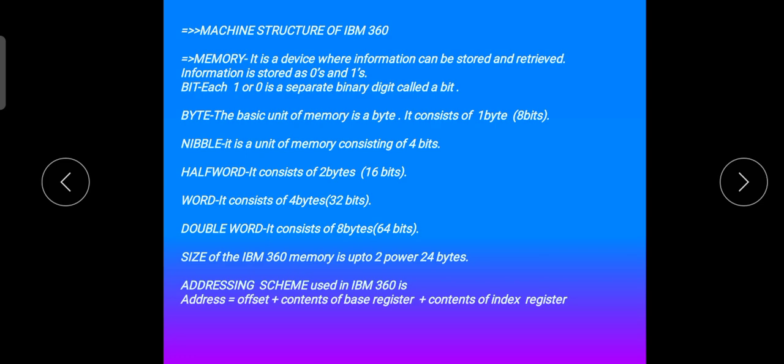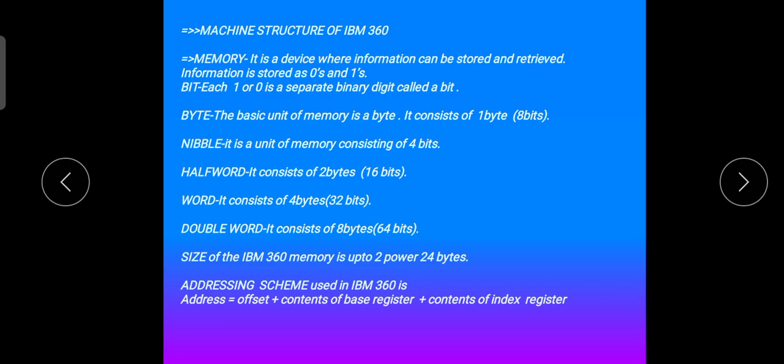Half word: it consists of 2 bytes or 16 bits. Word: consisting of 4 bytes or 32 bits. Double word: consists of 8 bytes or 64 bits. Size of IBM 360 memory is up to 2 to the power 24 bytes.